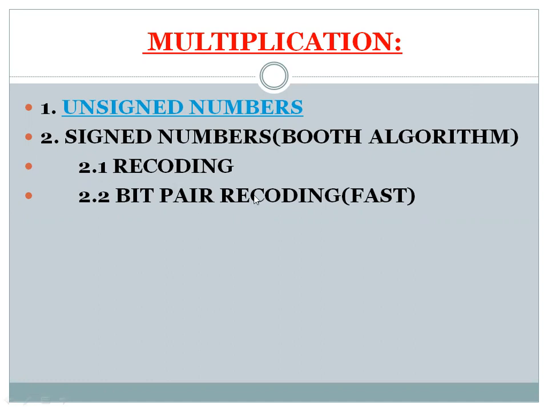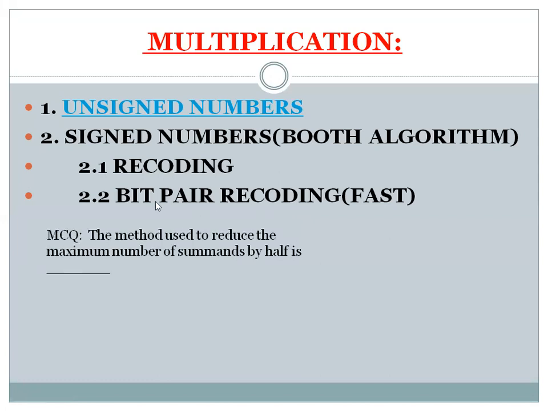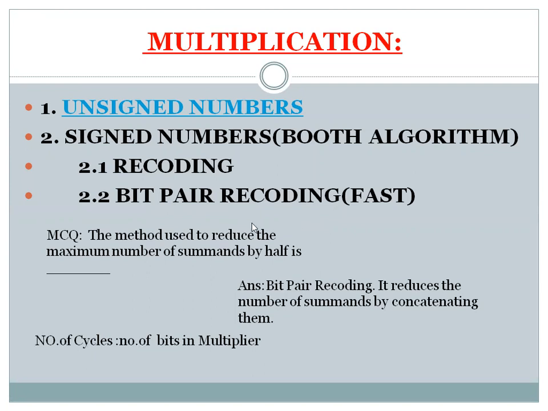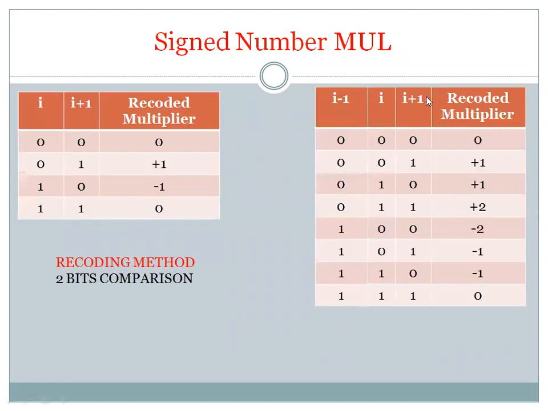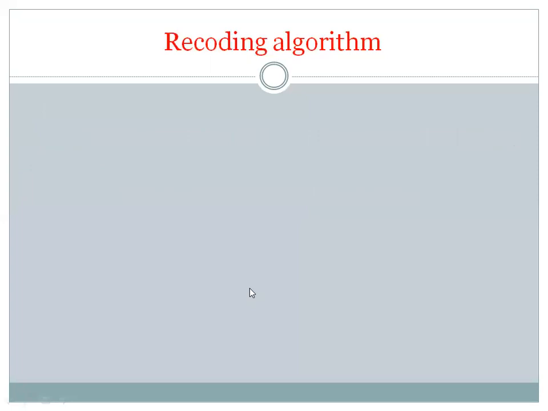Recoding technique means it compares 2 bits at a time, whereas bit pair recoding technique means it compares 3 bits at a time. So we can say bit pair recoding is the fastest one. So these are all about the MCQ which I explained in my previous video. Kindly refer to that video. This concept also I explained in my previous video. Let me see the algorithm.